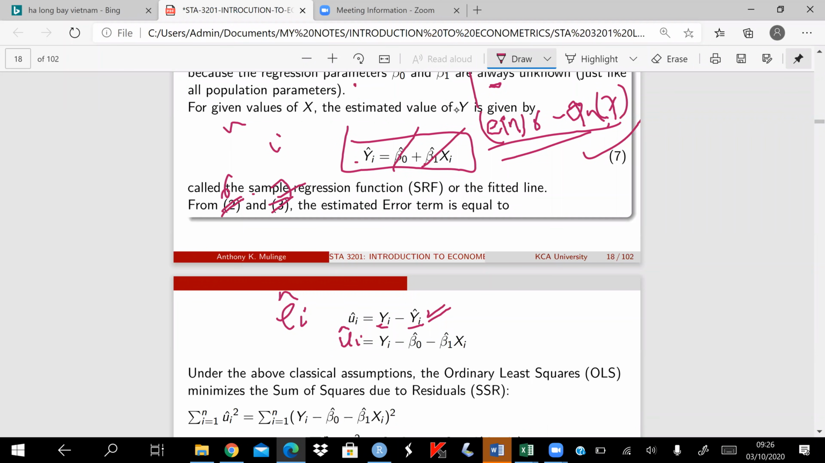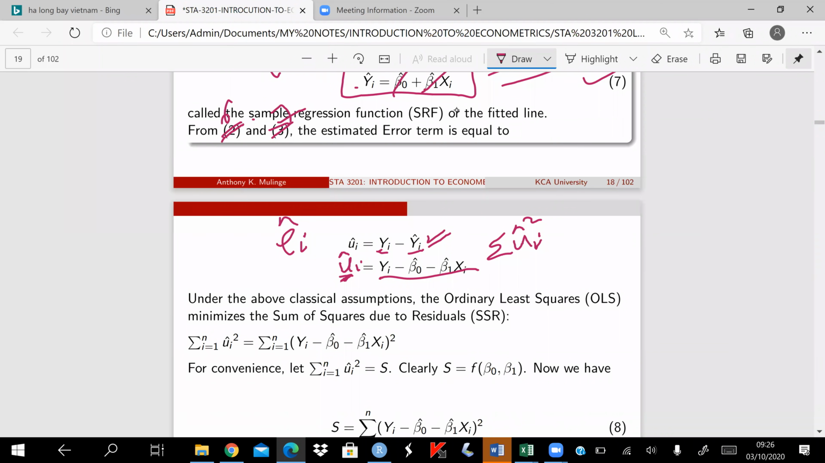Remember I said the objective of the OLS method is to minimize the sum of square. If you square this, then you sum. So that means you take like this. And that means you also do the same on the right-hand side. So if you're able to get a minimum value, then the beta naught and beta 1 that correspond to those errors will give you the line of best fit.